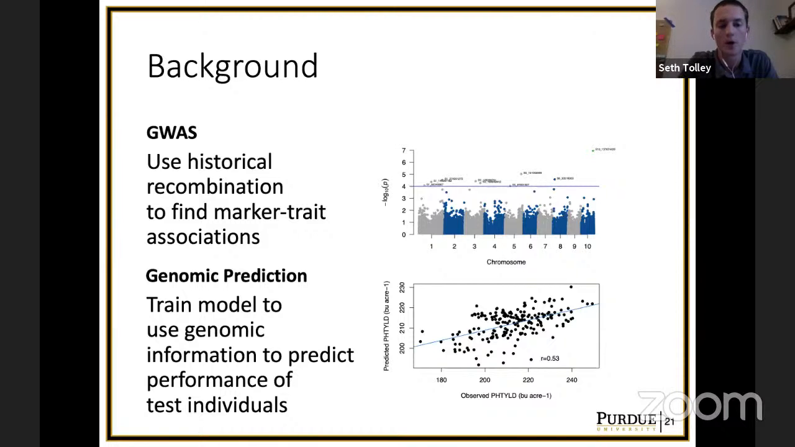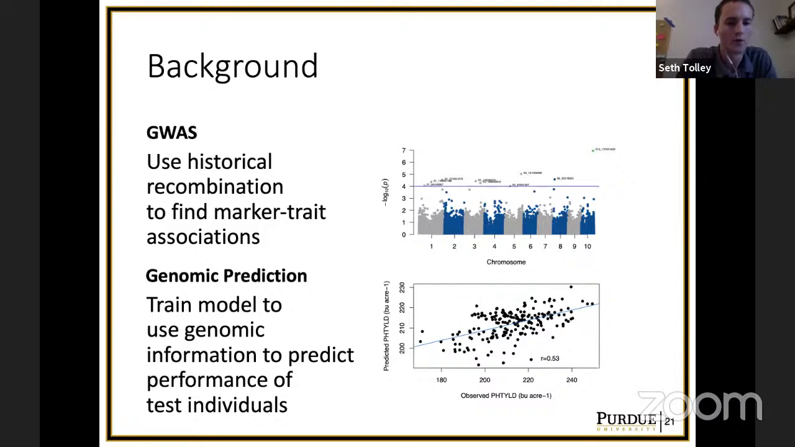This uses historical recombination to find associations between markers and traits. What I typically think about when I think of GWAS is these Manhattan plots, as you can see here on the right. On the x-axis, you have chromosome number, and on the y-axis, you have the negative log p-value. Each one of these dots represents a different marker that we've used in our study, with those markers falling above a negative log p-value of 4 being deemed significant, and those in green were significant based on FDR.